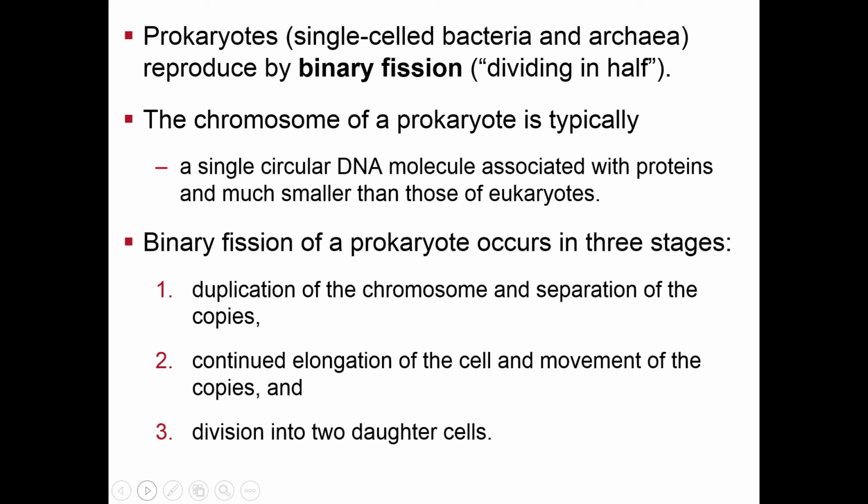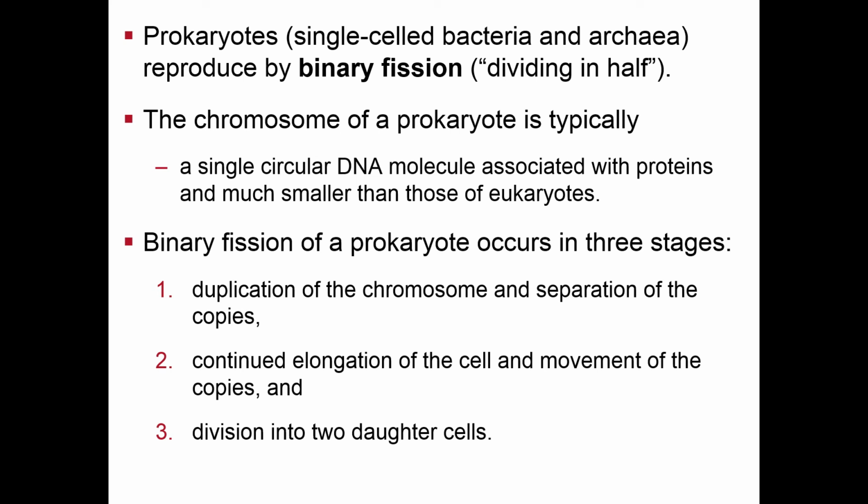Alright, so your prokaryotic cells, your bacteria or archaea, reproduce through a process referred to as binary fission. In this case, your prokaryotic cells typically have a single circular double-stranded chromosome that's much smaller and encodes for less genetic material than your eukaryotic cells.